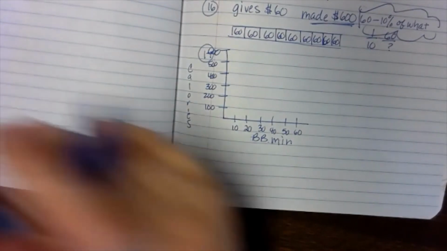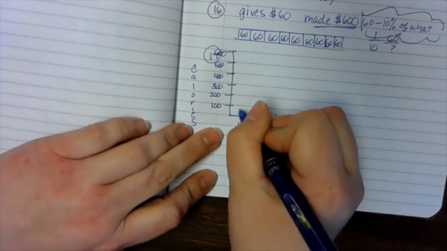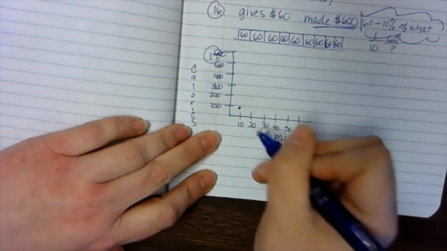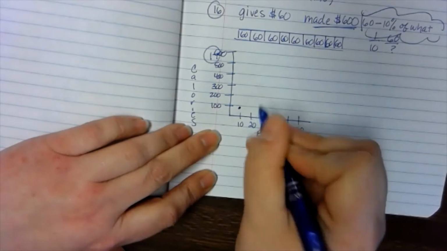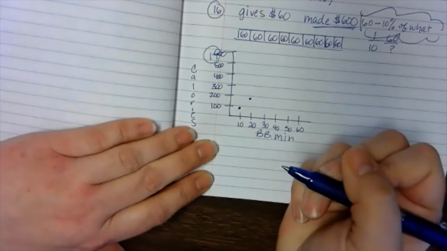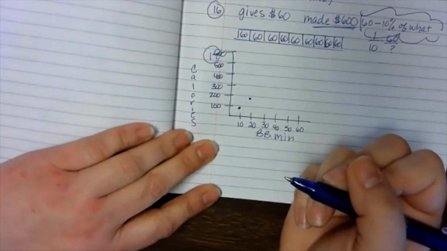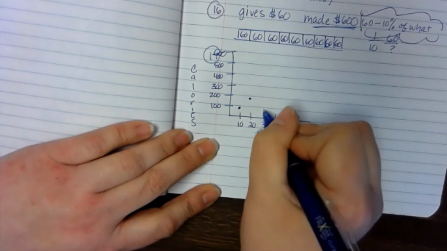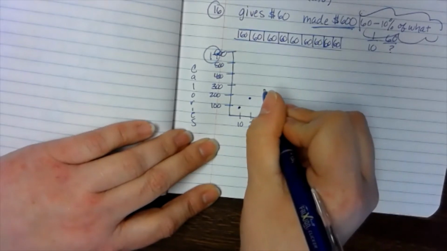Okay, so we've got 10 minutes and he burned 94 calories. So I'm just going to put it kind of right here, almost at the 100. In 20 minutes, he burned 187 calories. So I'm going to come up from 20, just under 200. In 30 minutes, he burned 280. So up from 30, so just under 300.